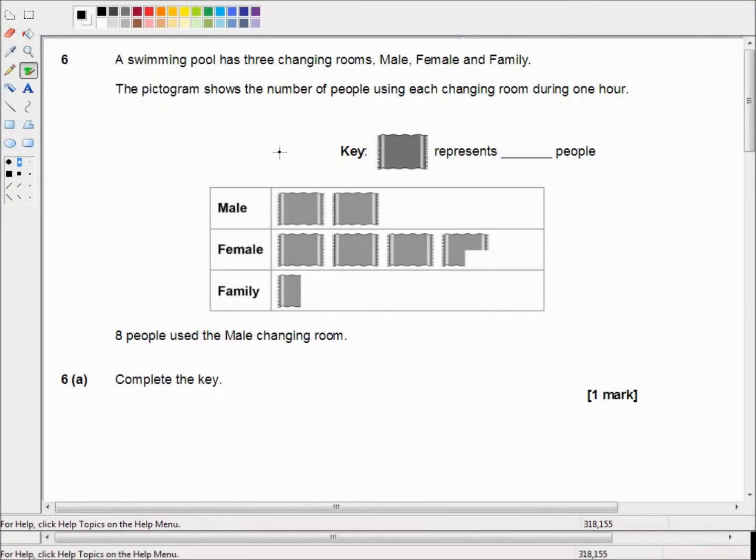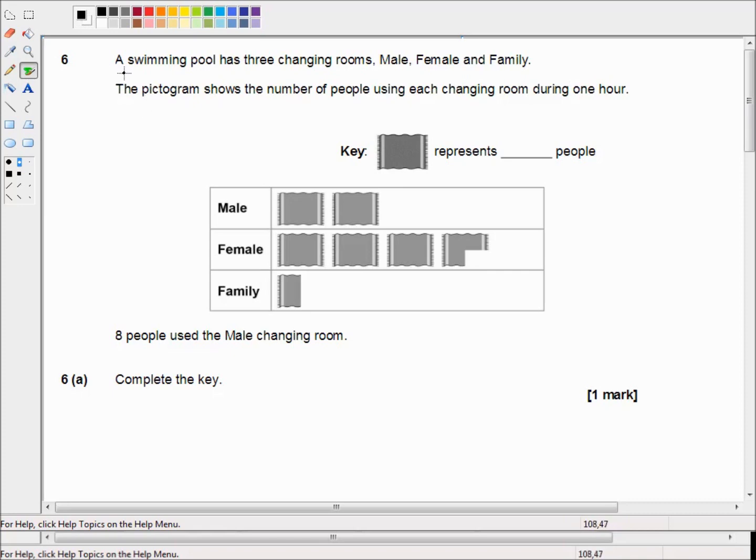In this video we're going to be looking at the second paper in the foundation tier of the June 2017 past paper for the AQA 8300 series, and we're looking at question 6. Oh, by the way, this is a calculator paper, so we are allowed to use calculators.